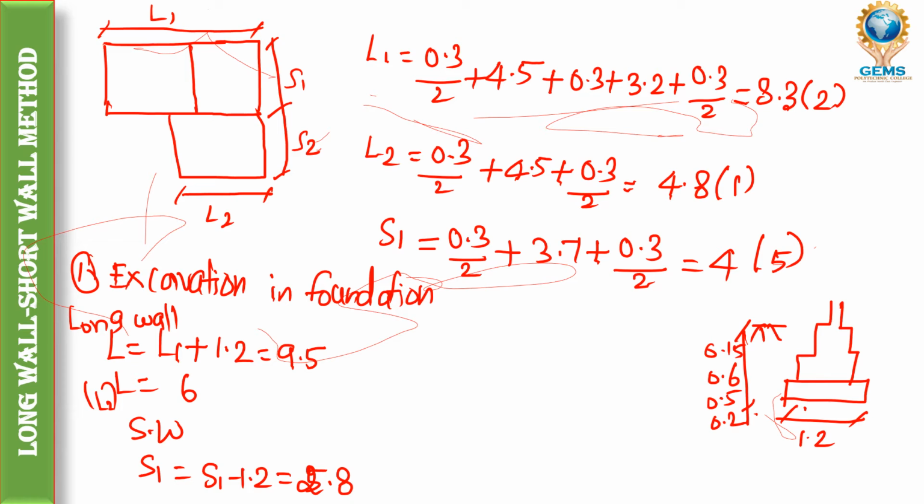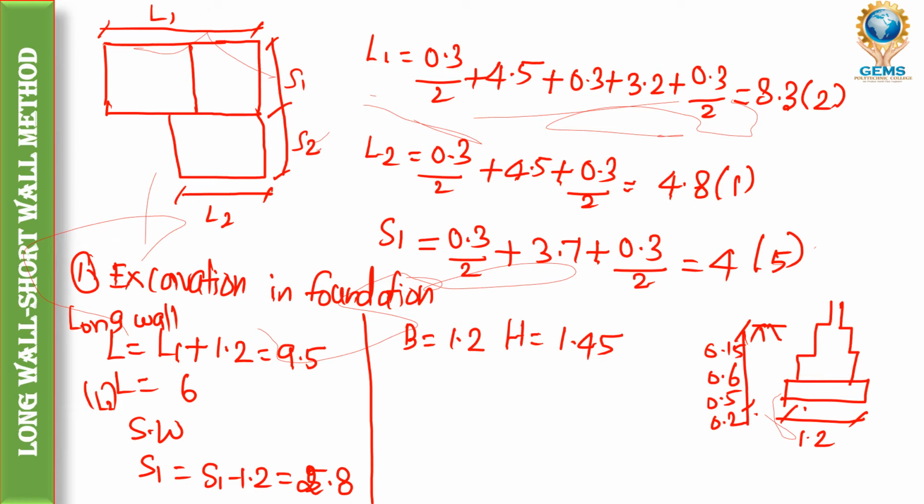So we have found the length of the 3 items. Then the width of the items: width for everything is 1.2. Then height is what? 0.2 plus 0.5 is 0.7, 0.7 plus 0.6, adding everything. So what will we get? We will get 1.45, up to ground level we should take. So we know the values of breadth, height, length, and numbers.